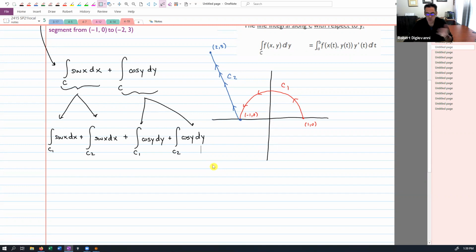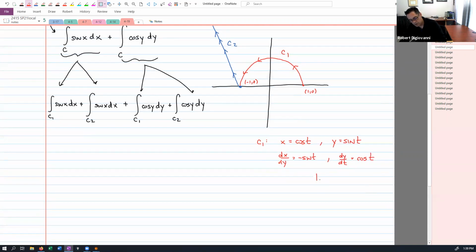Now let's go look at C1 and C2. Let's find their parametric representations. Let's find the restrictions on T. Let's find their derivatives. So C1, we already did this. C1, the parametric is cosine T, sine T. The derivatives of those, I'll go ahead and get them now, again, because we've done these. And I know my restriction on T goes from 0 to pi.